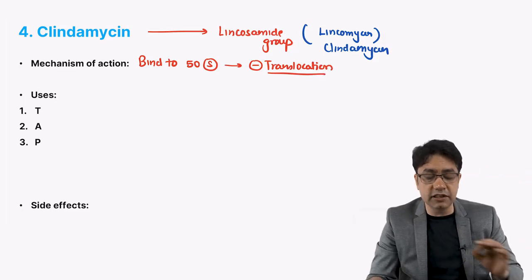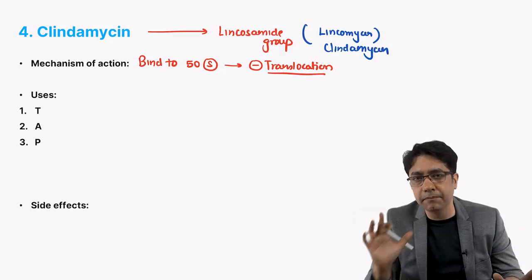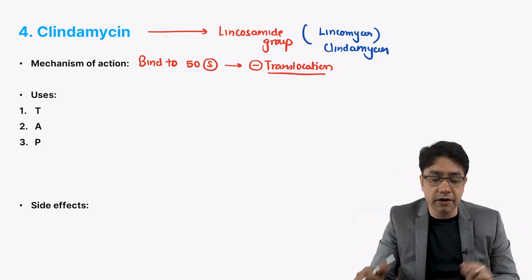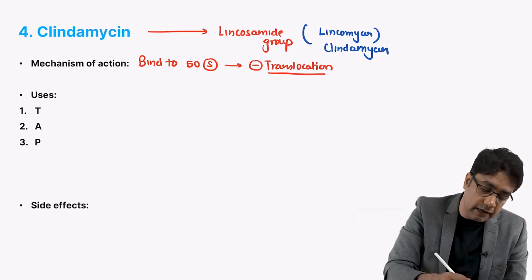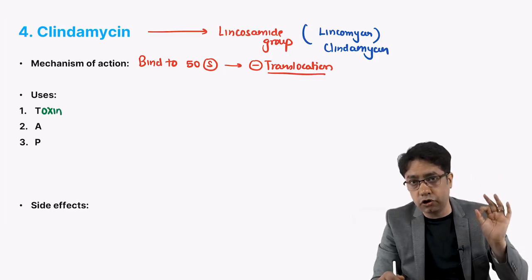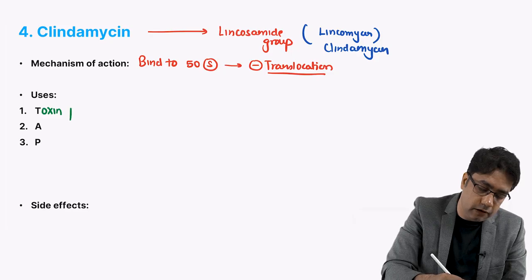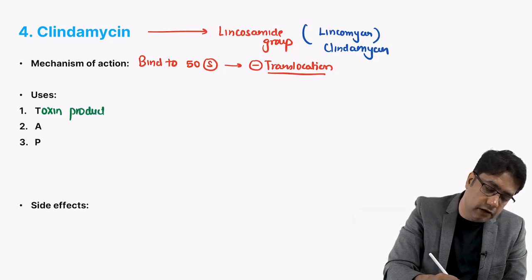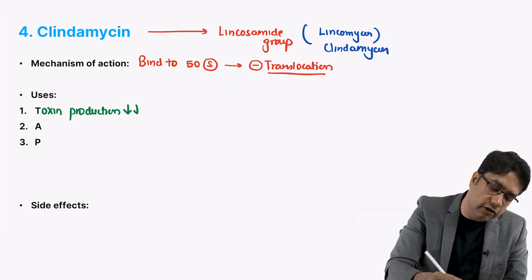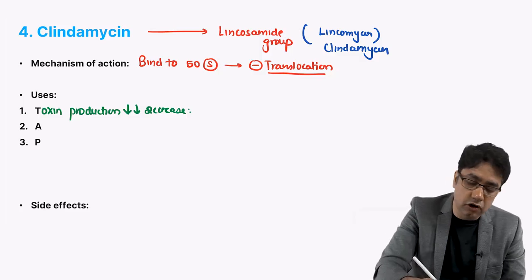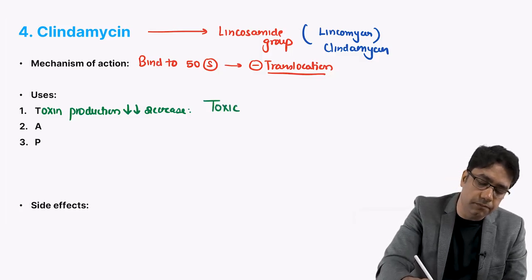Now, what are the uses of clindamycin? Very important. Remember a mnemonic TAP, TAP, TAP. First main use, clindamycin is given to reduce toxin production. Toxins are protein. To reduce or decrease toxin production, we give clindamycin in diseases like toxic shock syndrome.